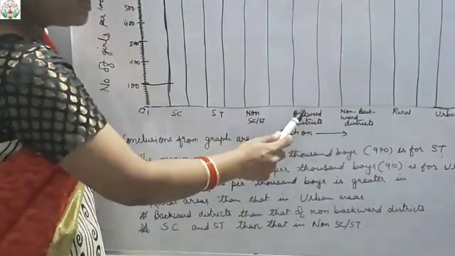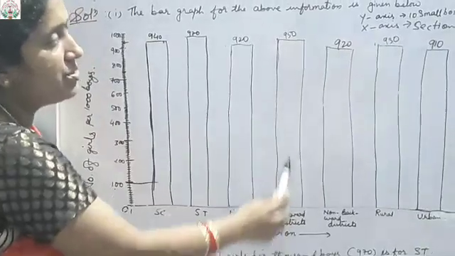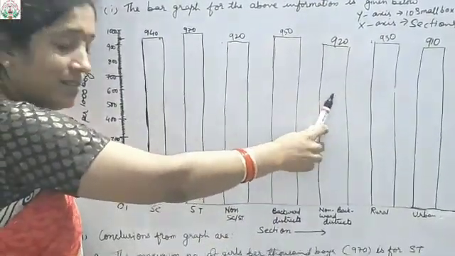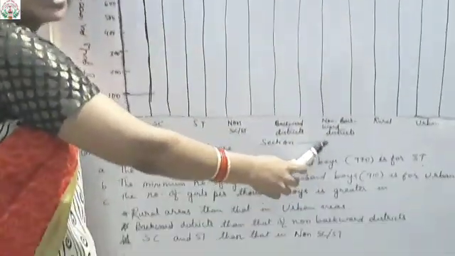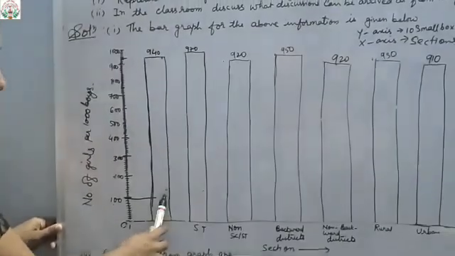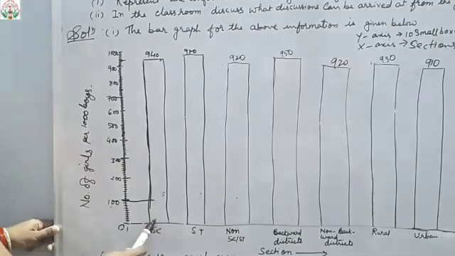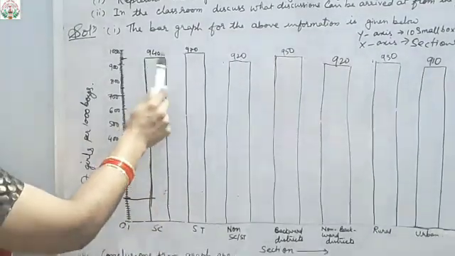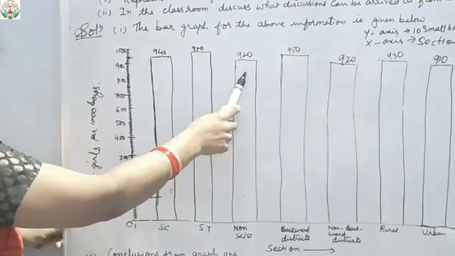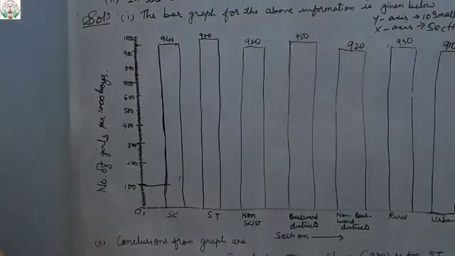Then you can compare backward districts and non-backward. In that also you can see backward districts are having more girls per 1,000 boys than the non-backward districts. Same way, these two are greater than the non-SC/ST. SC and ST, both 940 and 970, definitely these two are greater than 920, that is non-SC/ST. So that is what is given in the third one.